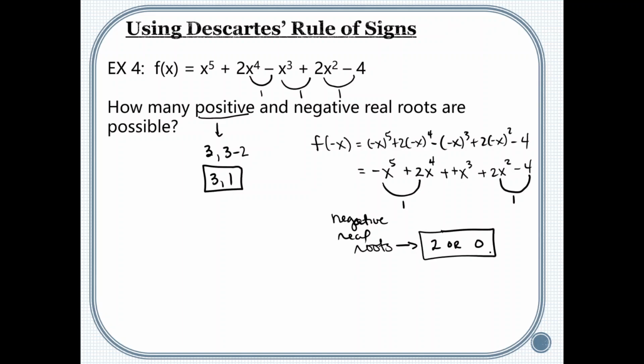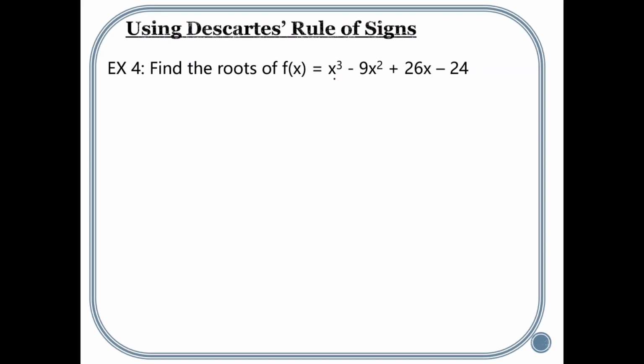Okay, so if there's 0 negative roots, I'm probably going to have 3 positive ones, which might leave me with 2 imaginary to get to 5. Or I could have 2 negative and 3 positive, and then that's 5, and they're all real. Okay, but this does help me limit down the number of possibilities. So let's do this again. So here I have 1, 2, 3 sign changes. So my positive roots are 3 or 1.